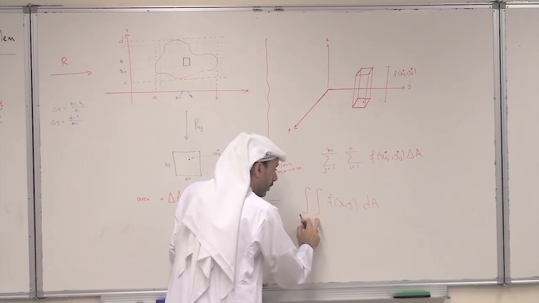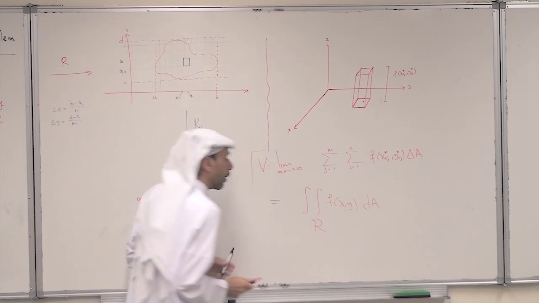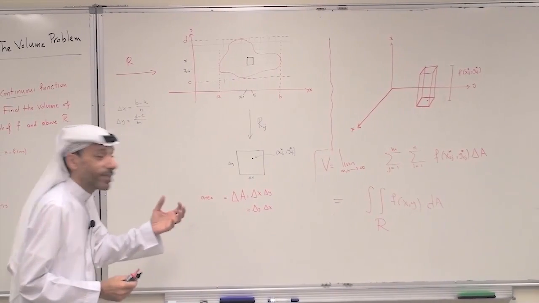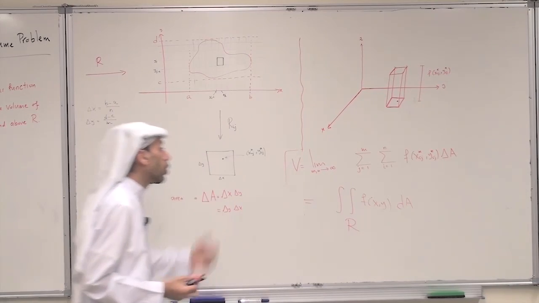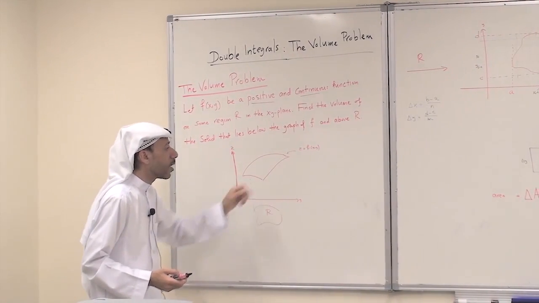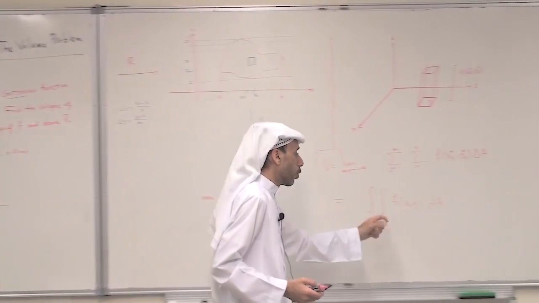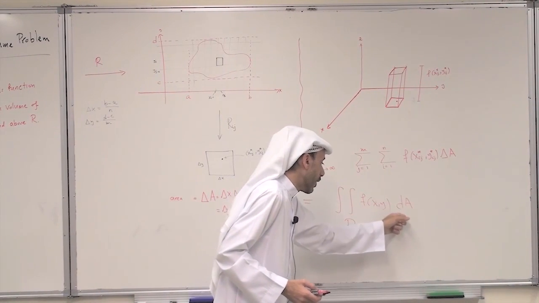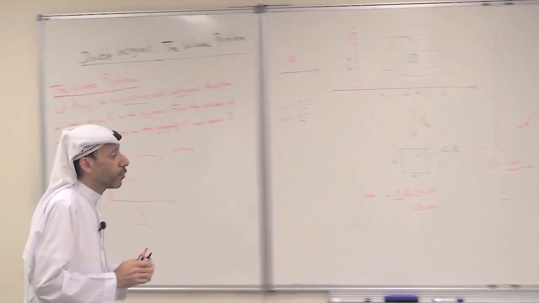Well, this is a double integral of a function dA over the region R. So here we write just sub R. So this is how we write the answer for the volume. So the volume of the region below the graph of f and above R, where f is positive and continuous, will be given as a double integral of the function dA. Double integral of xy dA over R. So this is the solution of the volume problem.